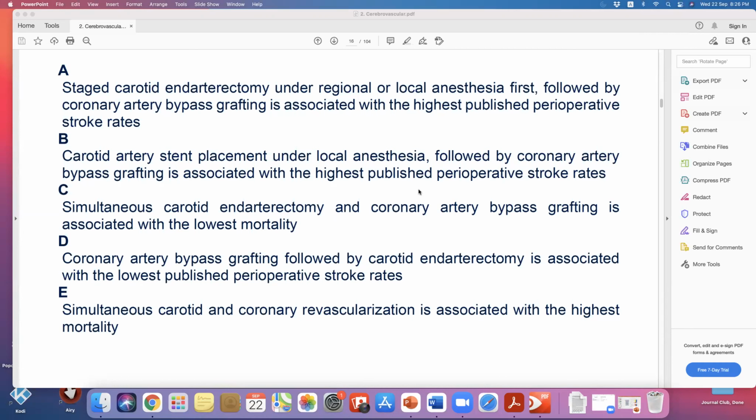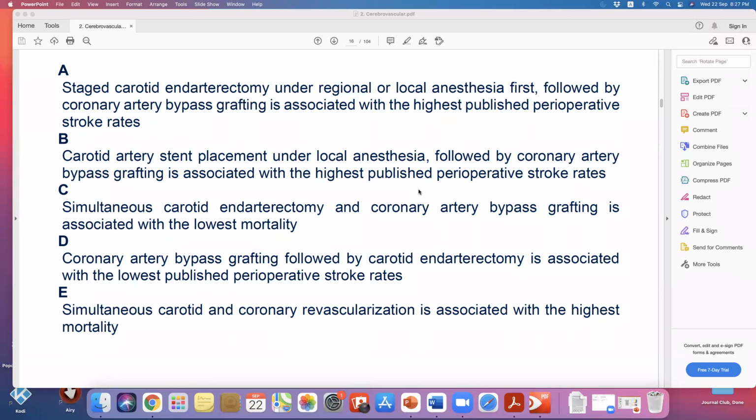Next one: carotid artery stent placement under local anesthesia, followed by coronary artery bypass grafting, is associated with the highest published perioperative stroke rate. Stenting first is also lowest, but the problem with the stent is the aspirin and Plavix. From the question, they need it as a second stage: stent first, then the CABG.